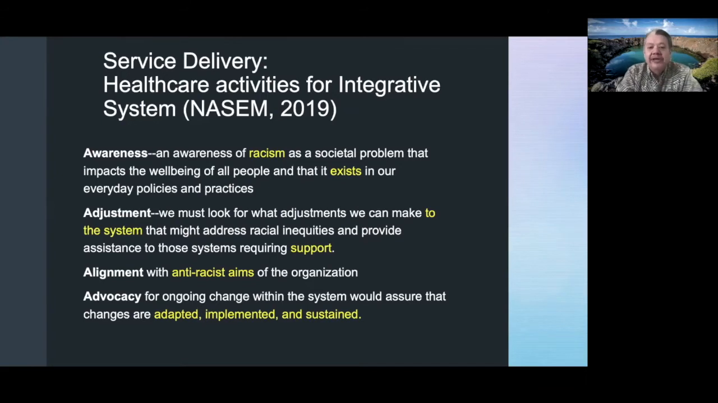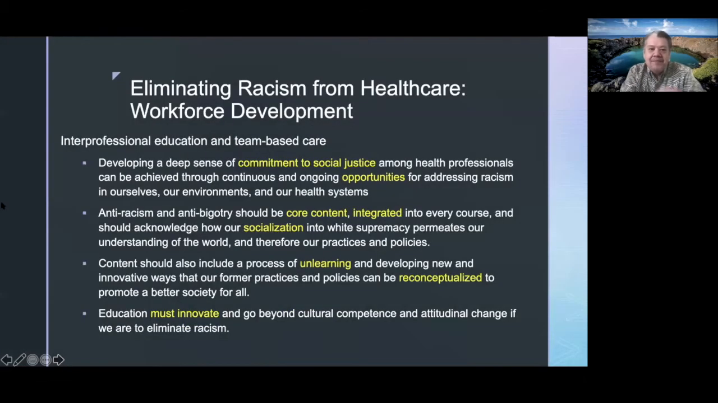Finally, advocacy for ongoing change within the system to assure that the changes are not only adopted and implemented, but also sustained. And from a researcher standpoint, I also say evaluated. But this is a wonderful framework for us to think about in terms of how we can make changes on an everyday level to the policies and practices that impact us. Another area that is cited by the World Health Organization is workforce development. And workforce development, when we talk about that today, we're talking about interprofessional education, but we're also talking about team-based care.